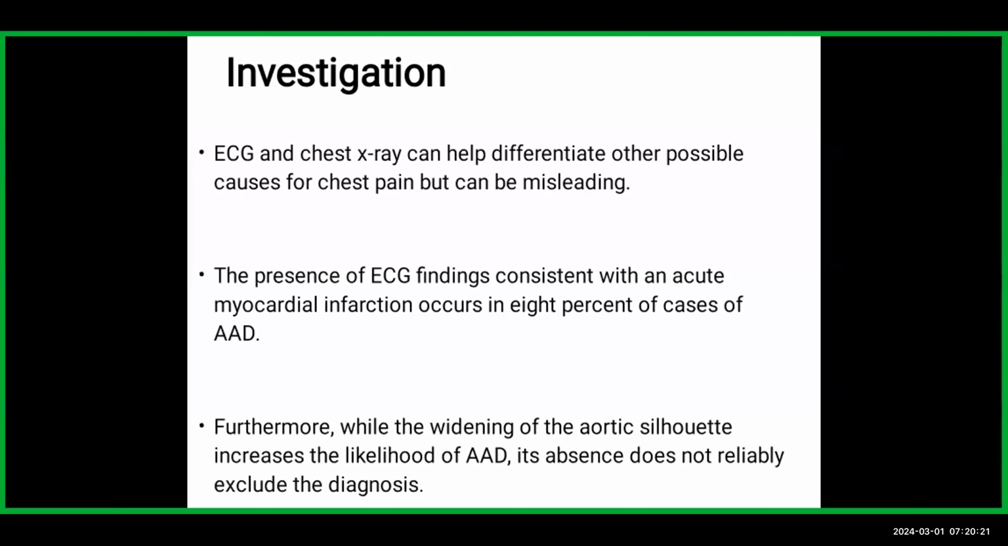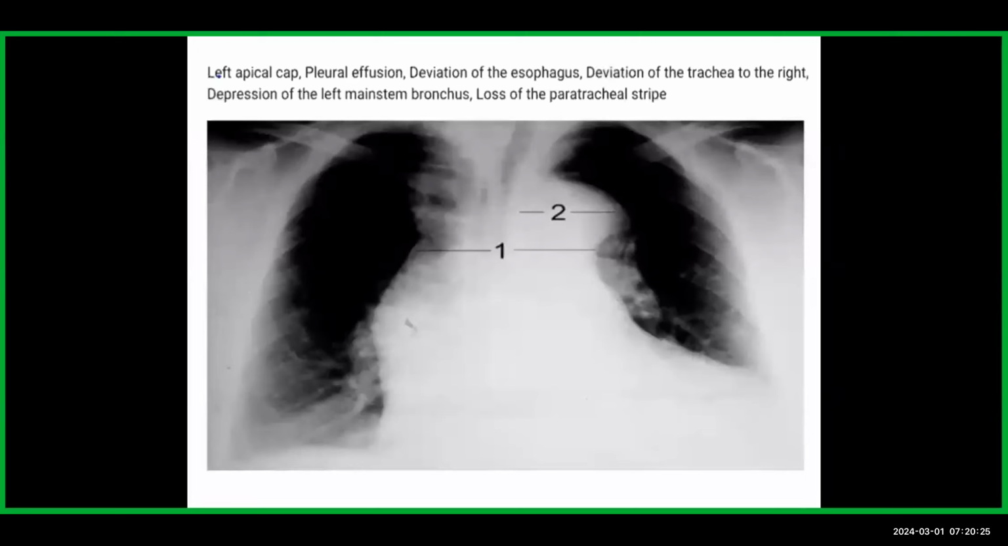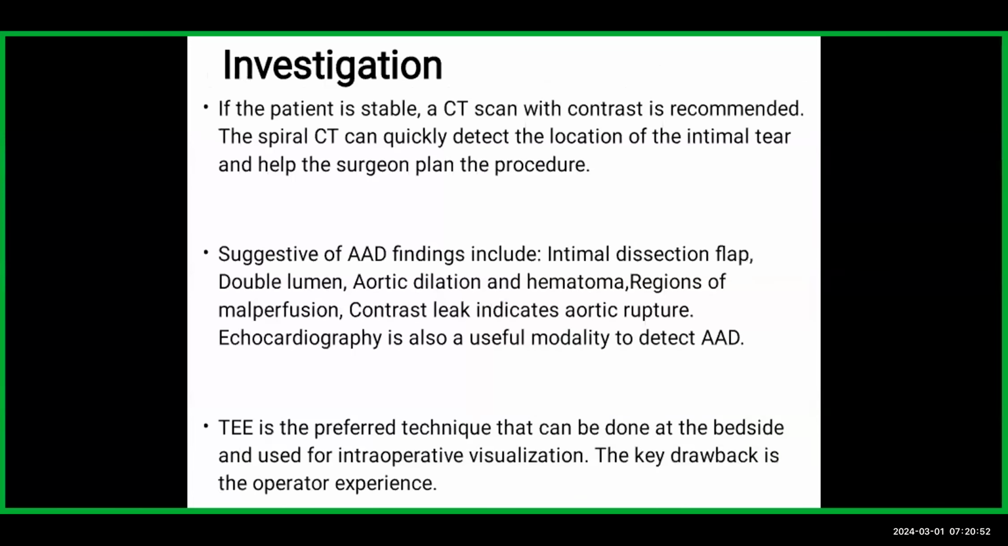I think I have a picture of a typical chest X-ray that will show there is widening. You have a left apical cap. There can be pleural effusion. They will have deviation of the esophagus. Then there's also loss of the paratracheal stripe. So I think this is just a typical view of a chest X-ray of a patient that has aortic dissection. So also to our next slide, and the next slide, please.